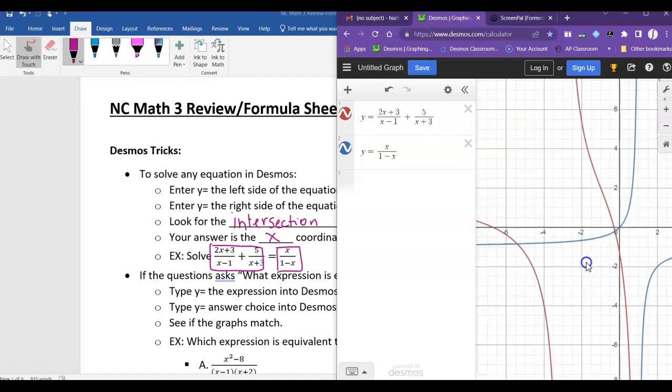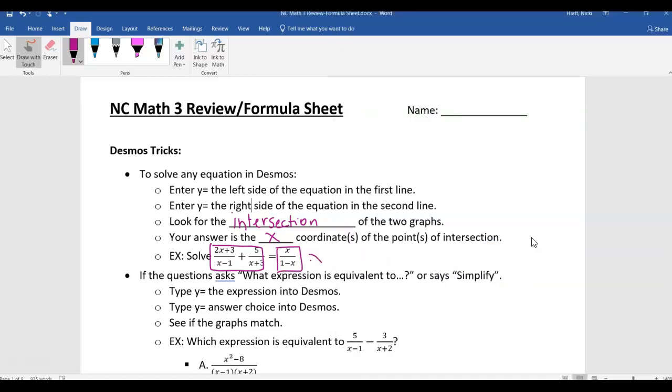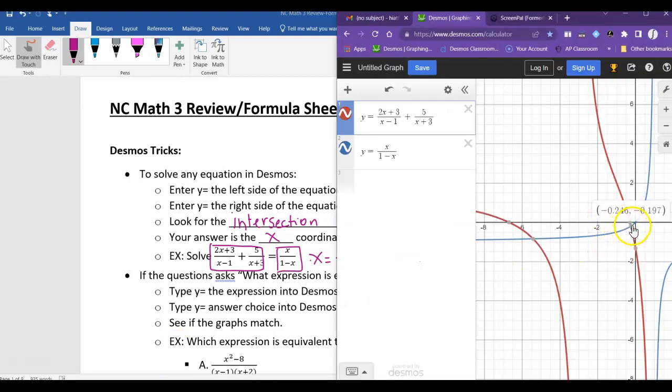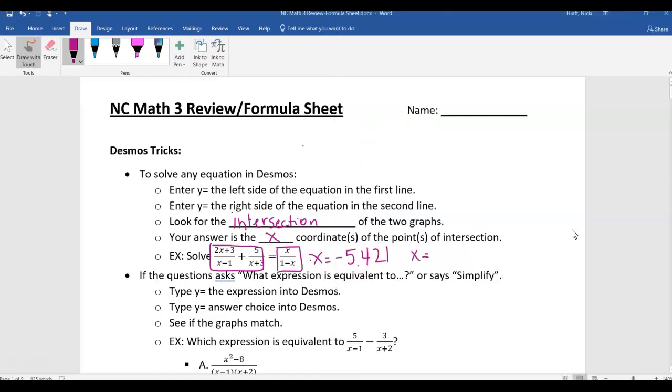So if I zoom in just a little bit where we can see it a little better, you can see these graphs cross right here. So one of my answers is going to be negative 5.421. So x equals negative 5.421. And then I'm going to have a second answer for this because as you can see, you have more than one intersection. You also see them cross right here. You may want to zoom in a little more on that point because you want to make sure you're not getting one of those intercepts. You want to get this gray point right here where they cross, and that is negative 0.246. So if we go back over here, negative 0.246 would be the two answers to that equation.